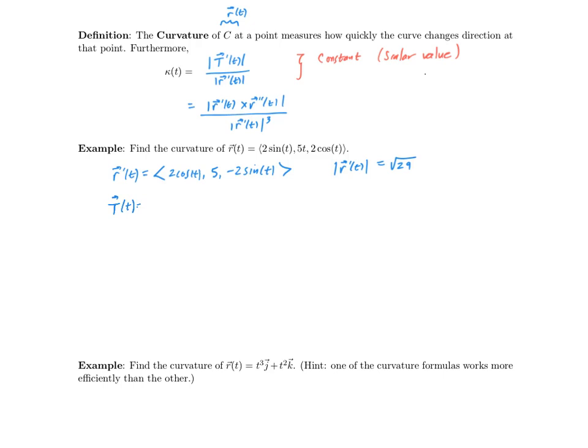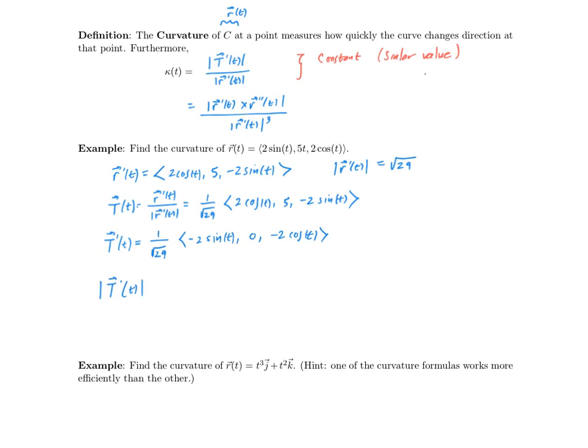The unit tangent vector is going to be r prime divided by its magnitude. And dividing r prime by its magnitude is simply multiplying by a constant, 1 over the magnitude of r prime. So that's 1 over root 29 times 2 cosine t, 5, minus 2 sine t. And T prime, we would differentiate each component individually. When you do this, it's perfectly fine to leave the constant out front or to push the constant into each component. I prefer to just leave the constant out front because it's one less thing I have to worry about. So differentiating term by term: minus 2 sine t, 0, minus 2 cosine t. So it's a very methodical approach regardless of the formula we choose to use.